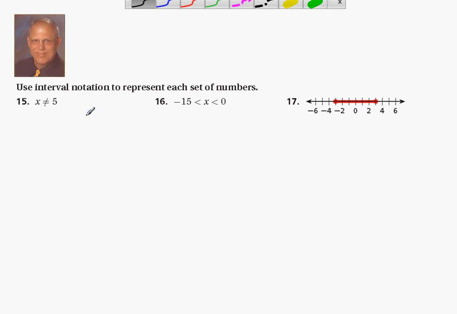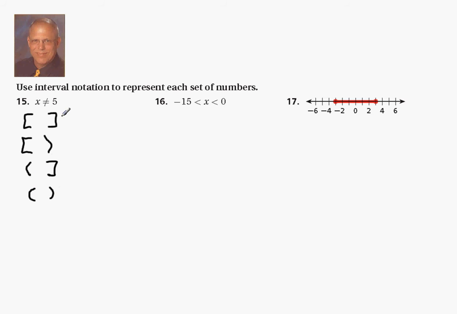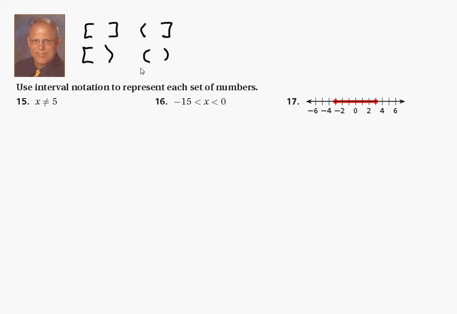Alright, in section 1.1, part 2, we're using interval notation to represent each set of numbers. Interval notation, as you recall, uses brackets, or a combination of a bracket and a parentheses, or a parentheses and a bracket, or two parentheses. Those are the combinations that we can use to determine these intervals or these groups of numbers.